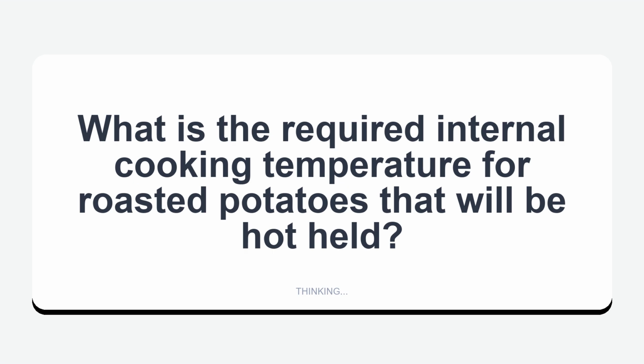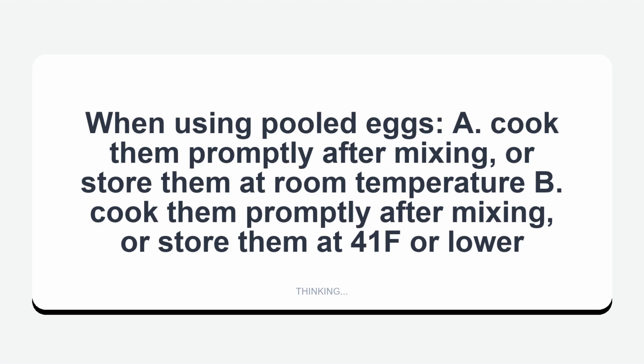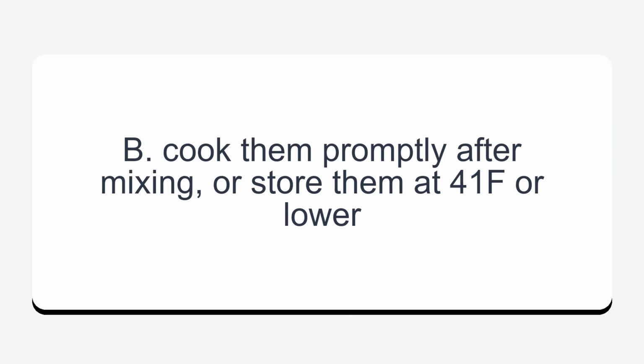What is the required internal cooking temperature for roasted potatoes that will be hot held? 135°F. When using pooled eggs: A. Cook them promptly after mixing, or store them at room temperature. B. Cook them promptly after mixing, or store them at 41°F or lower. B. Cook them promptly after mixing, or store them at 41°F or lower.